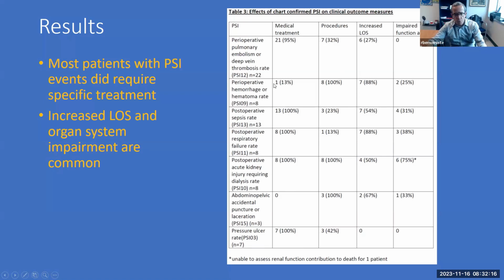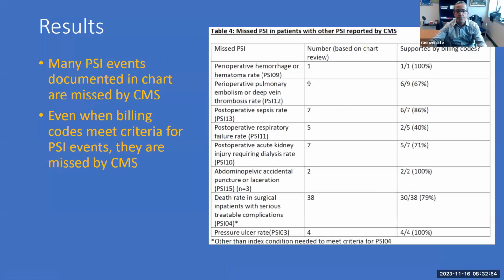So I think these were significant. Pretty much every patient required some type of treatment. Increased length of stay was also pretty common, not so much for pressure ulcers, but for our other complications. It did increase length of stay. And in a significant minority of patients, particularly for kidney failure patients, organ function, whether it's the brain or spinal cord or liver function or kidney function, remained impaired at the time of discharge. So these PSI events, when they are accurate, actually do reflect significant clinical outcomes for most patients.